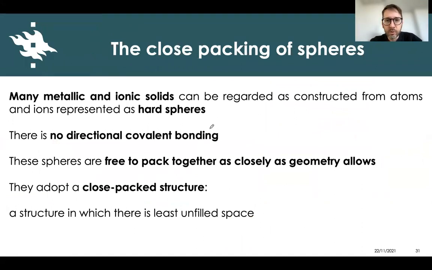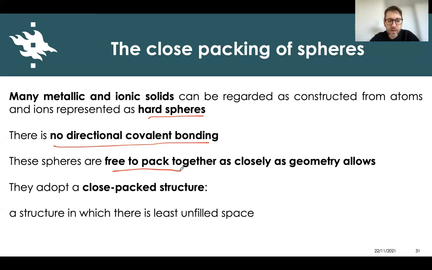All right, so let's now discuss the close packing of these hard spheres that are used to represent atoms or ions in metallic and ionic solids. Many metals and ionic solids can be regarded as being constructed from atoms and ions that can be represented by hard spheres. We can use this because in these kinds of solids we don't have directional covalent bonding, so the spheres that represent the atoms or ions are free to pack together as closely as the specific geometry allows. That's why it's called a close-packed structure.